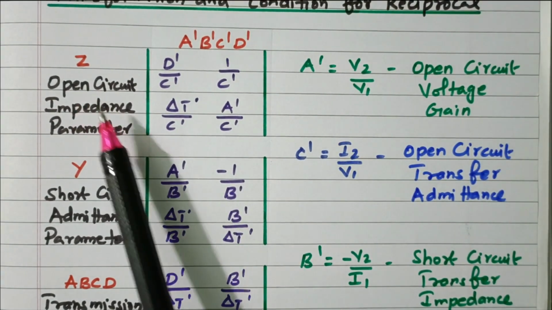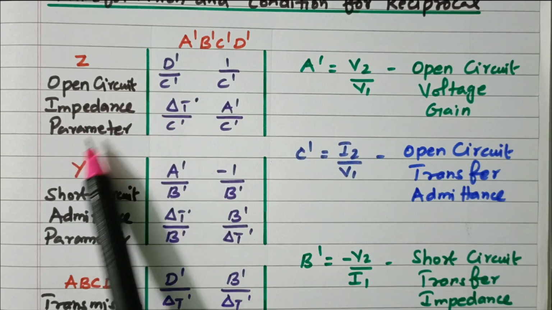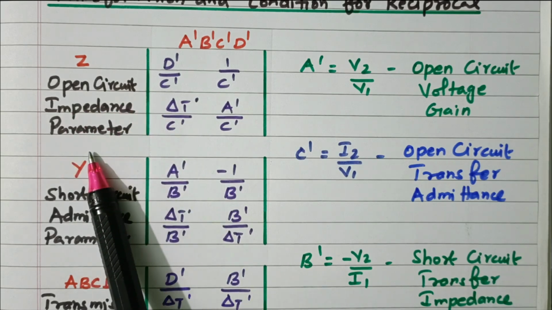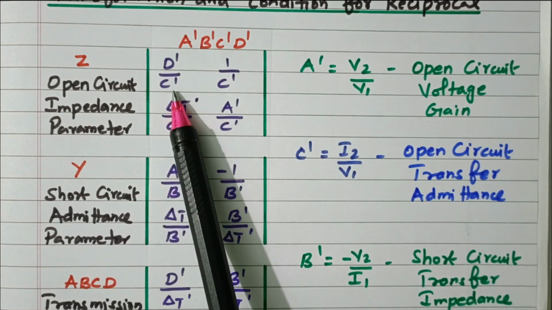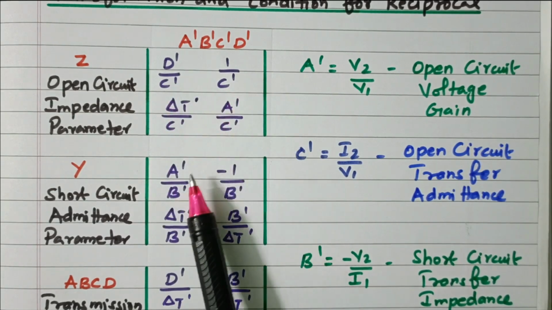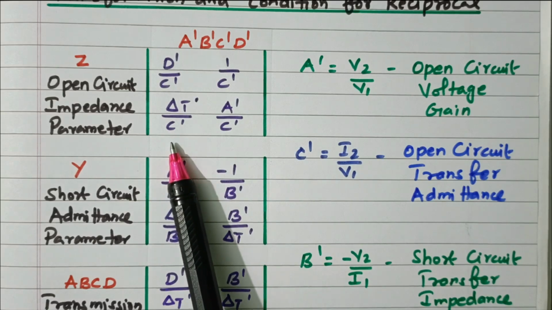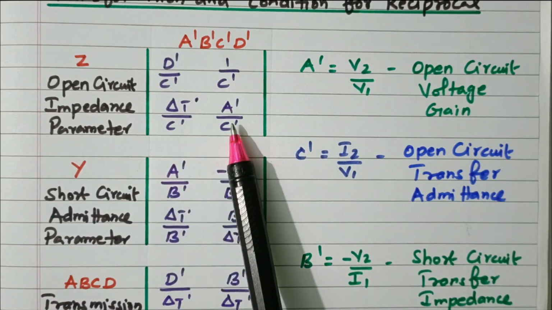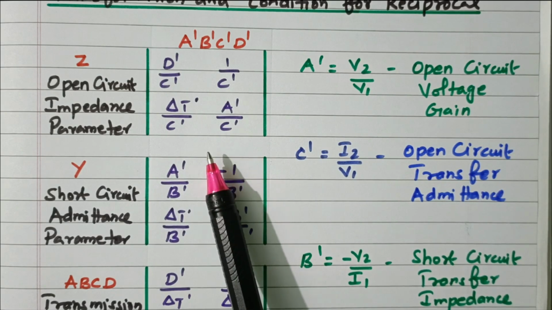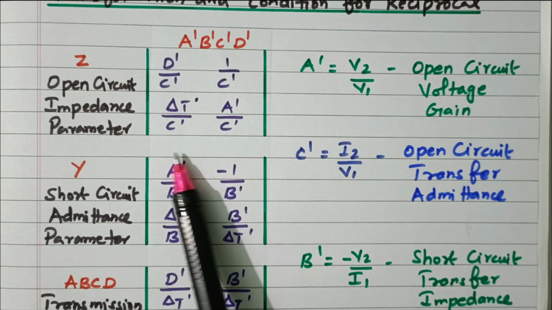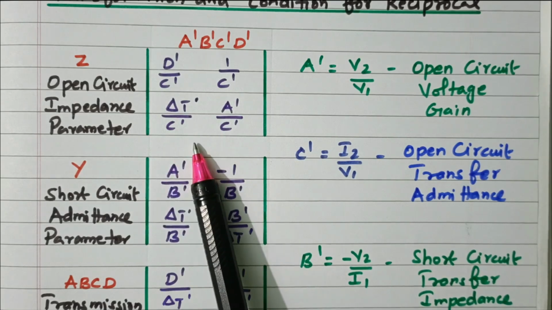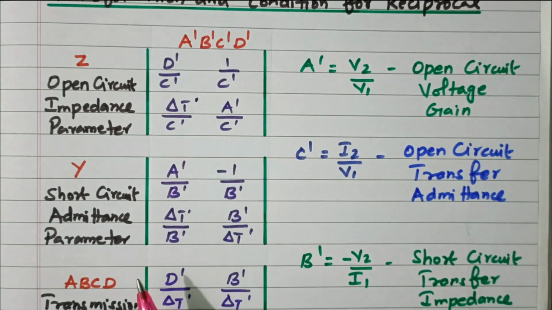The Z parameter, we know, is the open circuit impedance parameter. Voltages are expressed in terms of currents. D dash by C dash, 1 divided by C dash, delta T dash divided by C dash, A dash divided by C dash. So in the denominator the same term C dash is there, only the numerator is changing. So this is the Z parameter in terms of A dash, B dash parameters.